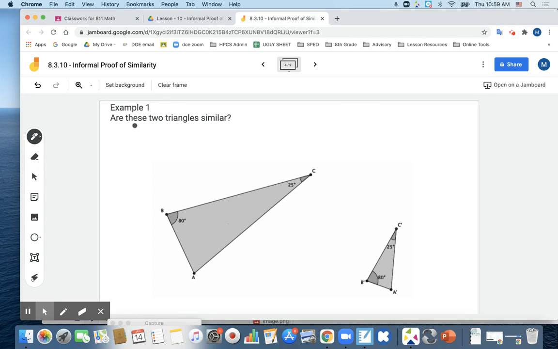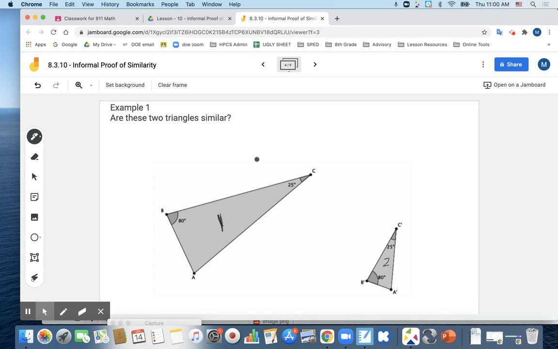So let's look at example 1. I'm going to show you 3 examples. These examples are not in your workbook. We're going to do these 3 examples, and then you're going to move on to your workbook. Example 1 is, are these two triangles similar? So you have triangle 1 and triangle 2.